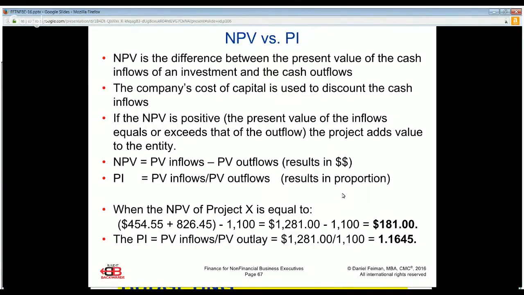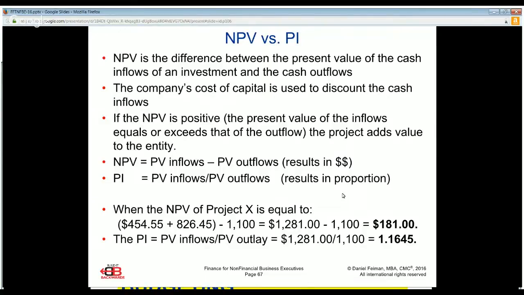But this is a very good tool to use if we're looking at multiple projects that are mutually exclusive. Perhaps one way to make the choice between project A and project B is to say which one gives us a higher proportional return for every dollar invested.